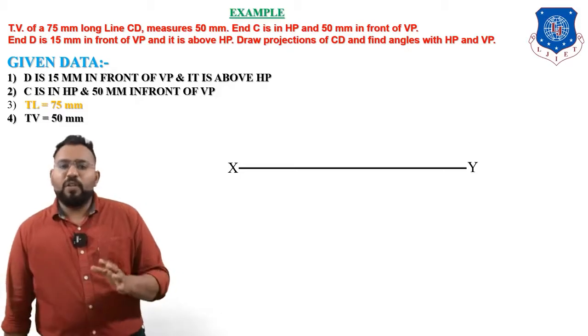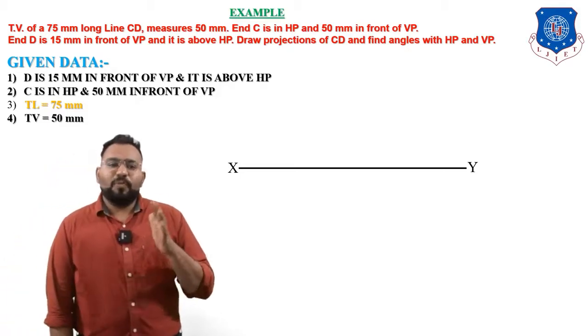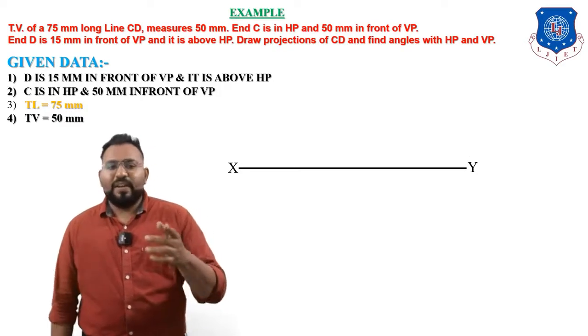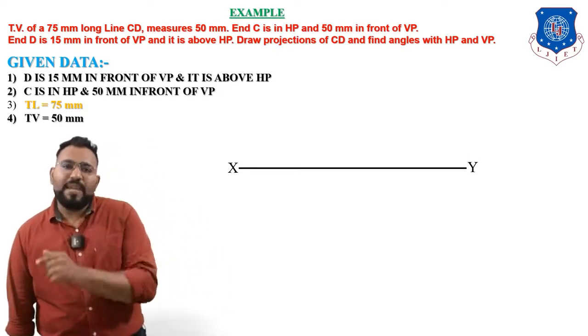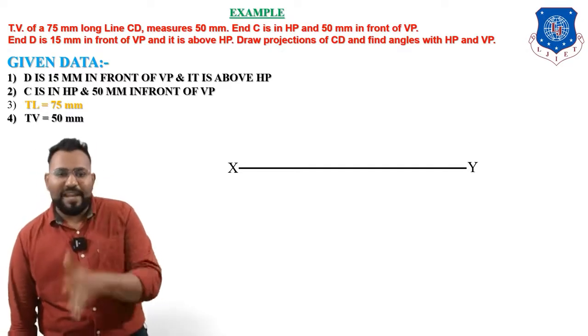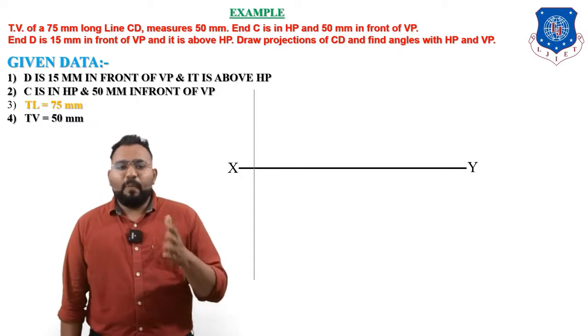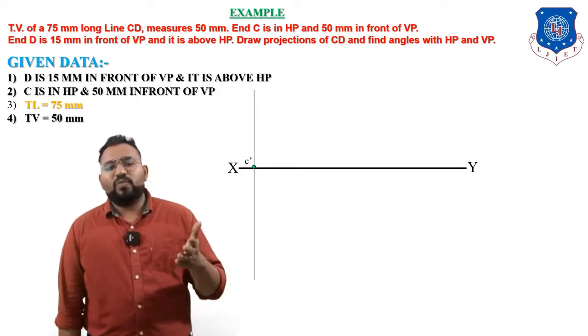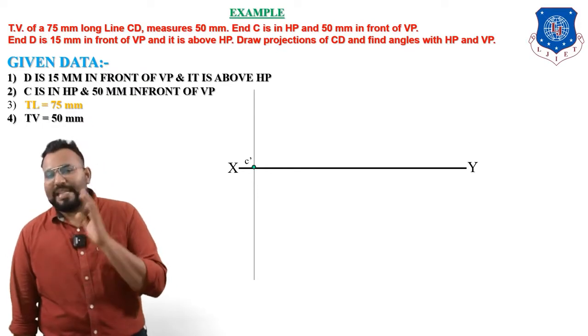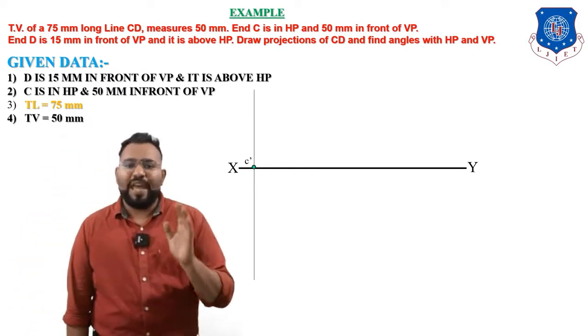Now first we will mark the position of point C and point D. Here it is written that C is in HP. If any point is in HP, the front view is going to be on the XY line. So the point C dash is going to be on the XY line, because point C is in HP. If any point is in HP, that means front view is going to be on an XY line.